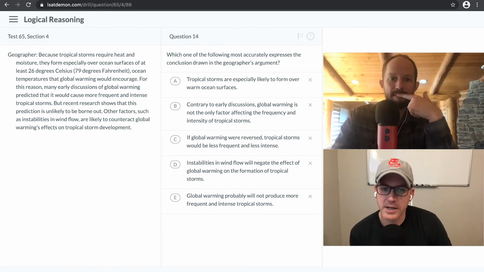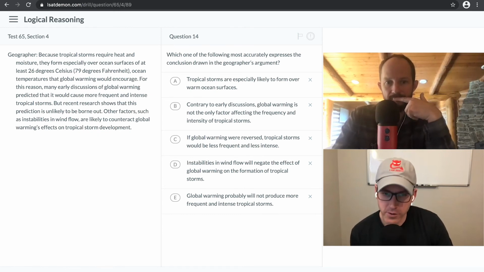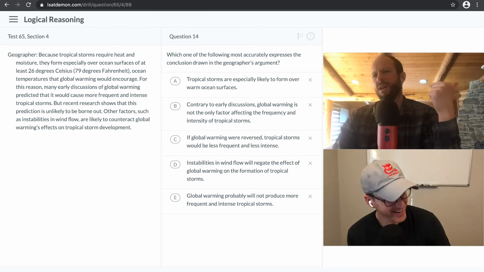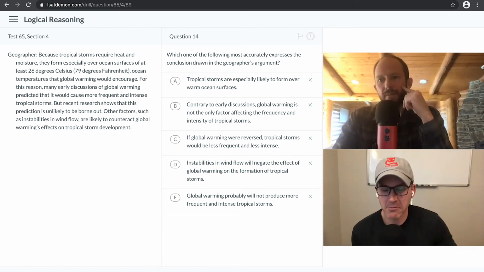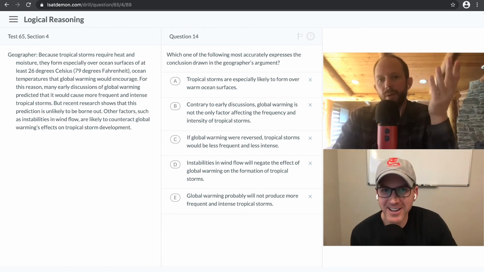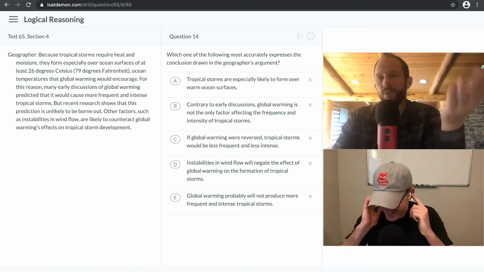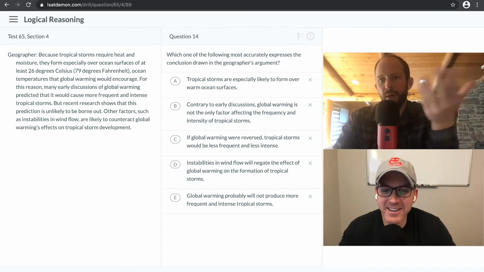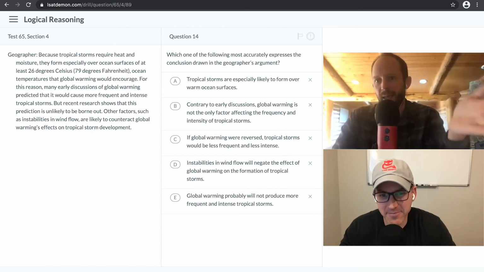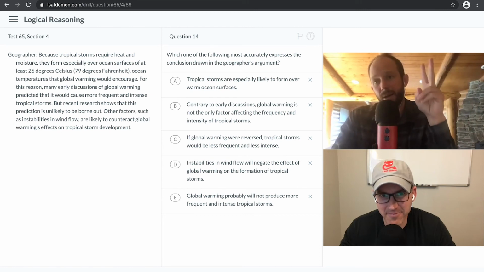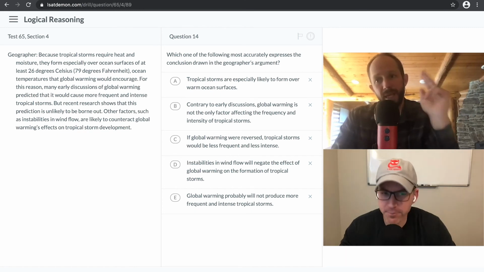Answer choice C says if global warming were reversed. Okay, I'm not reading any further. Do you want to read any further? No, because nobody ever said anything about reversing global warming. It's just not what they said. I need an answer that they said, and it's their main point. They didn't say that.